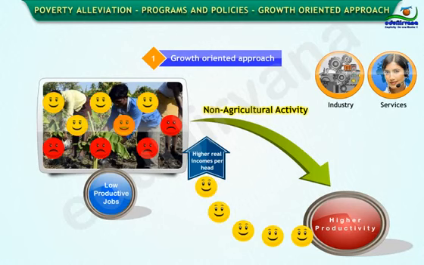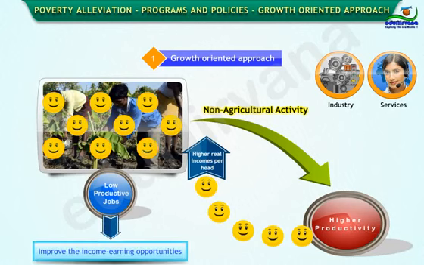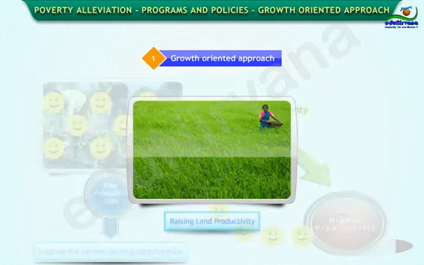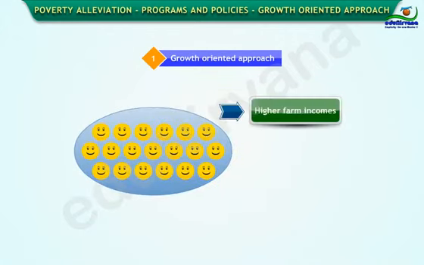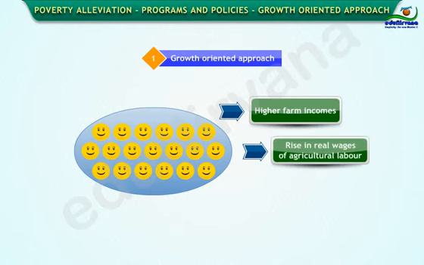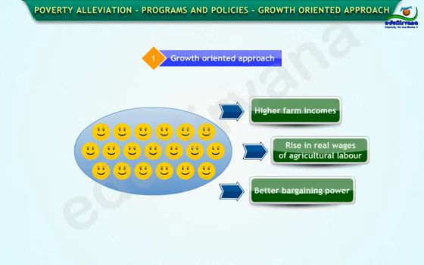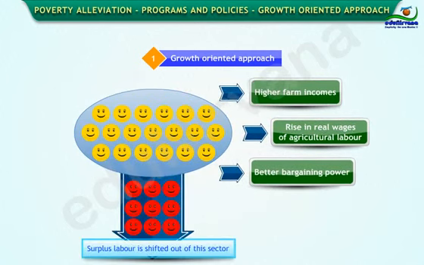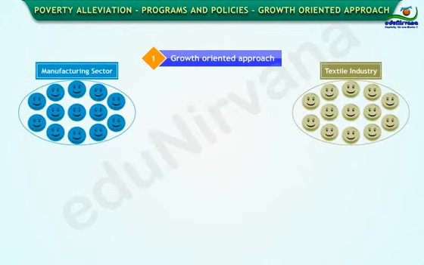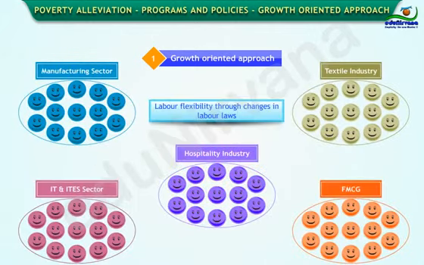This must be accompanied by efforts to improve the income earning opportunities of those who remain in agriculture by raising land productivity. This process would also lead to higher farm incomes and a rise in real wages of agricultural labor, whose bargaining power will improve as surplus labor is shifted out of this sector. The ability to create jobs will be enhanced by greater labor flexibility, which may require some changes in labor laws. There is room for creating greater flexibility there.